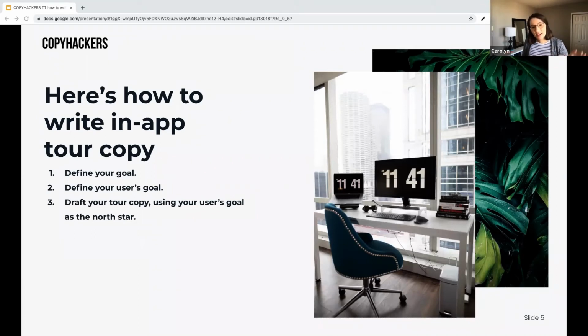For starters, I really recommend the feature advantage benefit framework for modal copy, like tour copy that we're talking about right now. It's a really, really excellent framework to start with as you draft each piece of in-app tour copy. Using it as the backbone ensures that each feature you show during onboarding is tied back to the what's in it for me factor for the user.